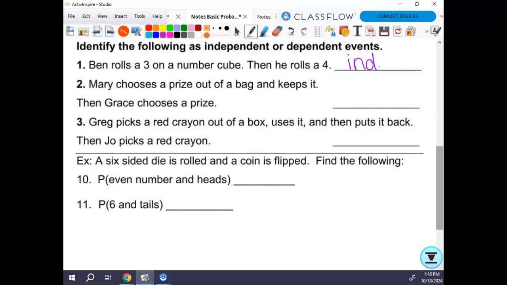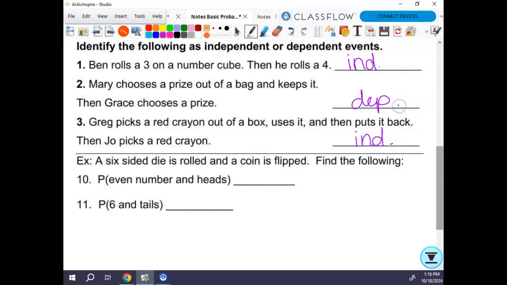Mary chooses a prize out of a bag and keeps it. Then Grace chooses a prize. Does what Grace gets depend on what Mary got? Yeah, so these are dependent events. Greg picks a red crayon out of a box, uses it, then puts it back. Then Joe picks a red crayon. Independent or dependent? Independent, because there was replacement there.